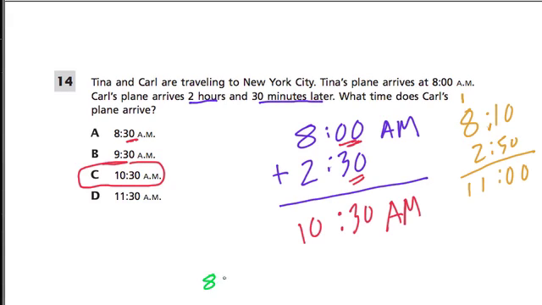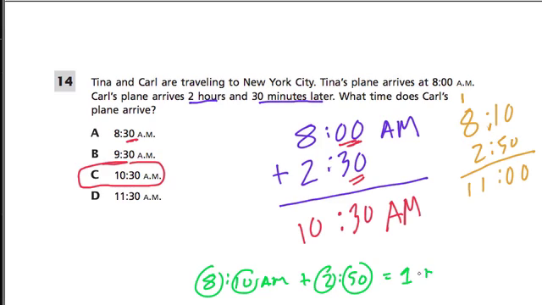8 o'clock, right, is 8 hours and 10 minutes, sorry, 8:10 a.m. plus 2 hours and 50 minutes later. Well, you can think, what's 50 minutes and 10 minutes? That's 60 minutes or 1 hour. And then we have 2 hours and 8 hours. It's plus 10 hours is 11. You can think of minutes and hours as separate things.